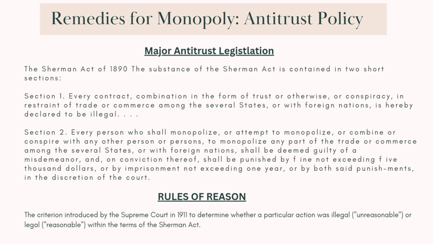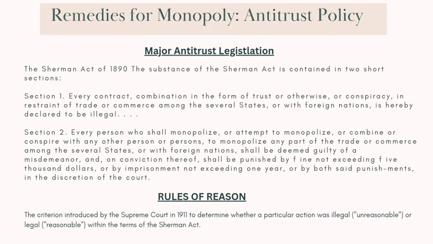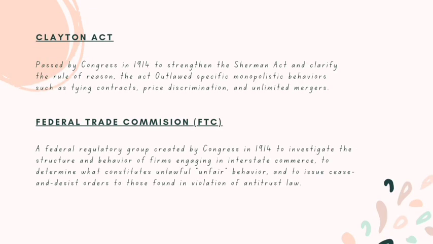Rule of reason. The criterion introduced by the Supreme Court in 1911 to determine whether a particular action was illegal (unreasonable) or legal (reasonable) within the terms of the Sherman Act. The Clayton Act, passed by Congress in 1914 to strengthen the Sherman Act and clarify the rule of reason. The Act outlaws specific monopolistic behaviors such as tying contracts, price discrimination, and unlimited mergers.